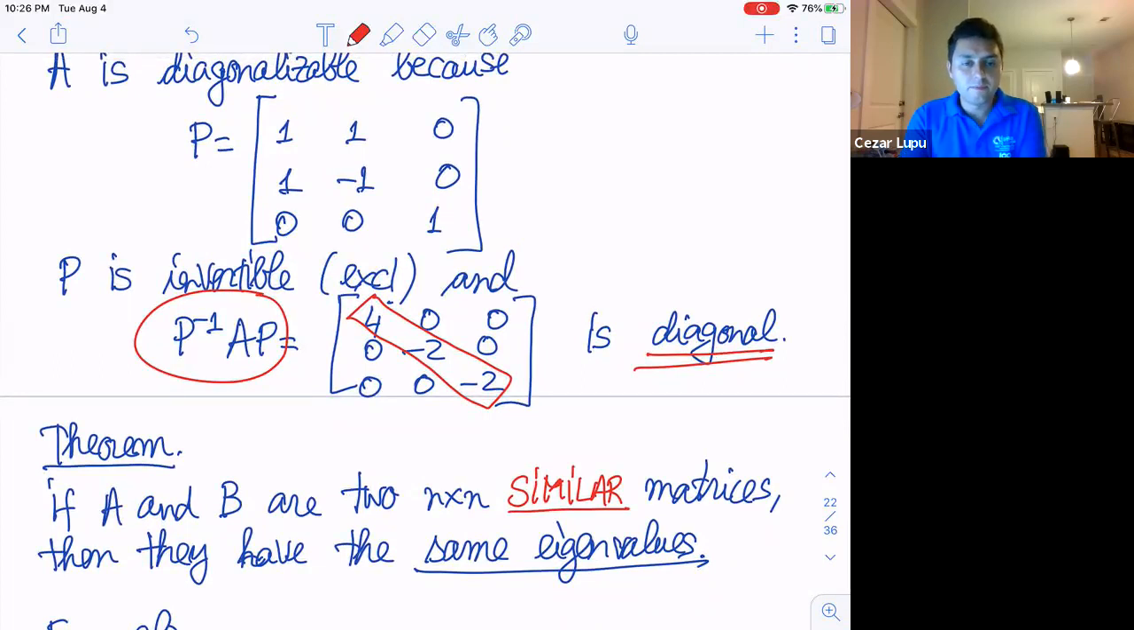There is a theorem which you might expect: if A and B are two n-by-n similar matrices, then they have the same eigenvalues. In other words, they have the same characteristic polynomial, they have the same trace, they have the same determinant, you name it. So it's not quite unexpected for this to happen.